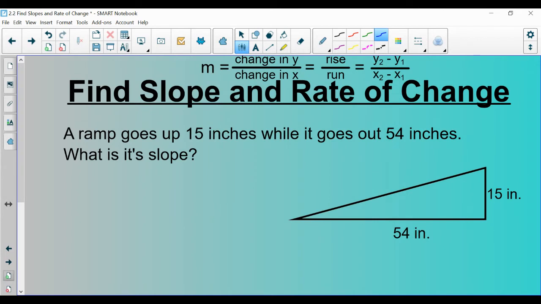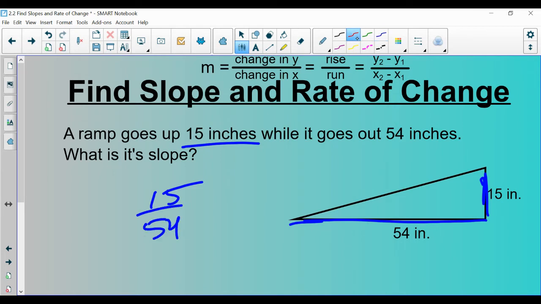So starting out, kind of an easy example: a ramp goes up 15 inches while it goes over, or out, 54 inches. What is its slope? So this one, it wouldn't make sense to use the slope formula because we have to assign points to them. We could do that, it's just not easier. Instead, we can think of it as this. How much does it change in Y? How much does it go up and down, or rise? How much does it rise? Divided by how much does it run? How much does it move side to side? It should be 54.